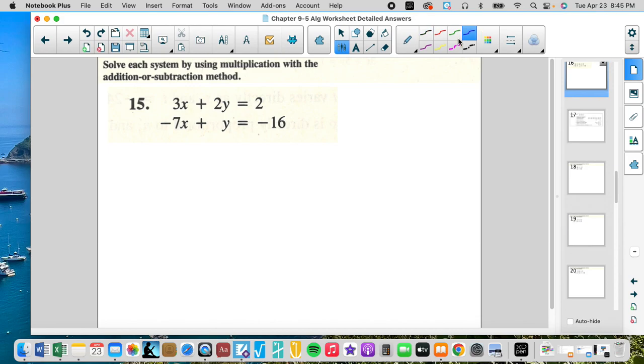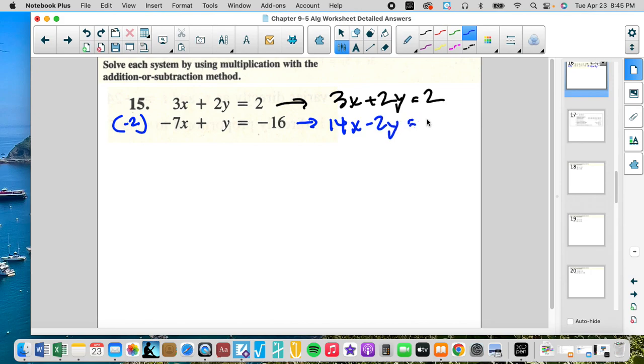I'm going to multiply the bottom by negative 2. Top equation, 3x plus 2y equals 2. Bottom equation becomes positive 14x minus 2y equals positive 32.